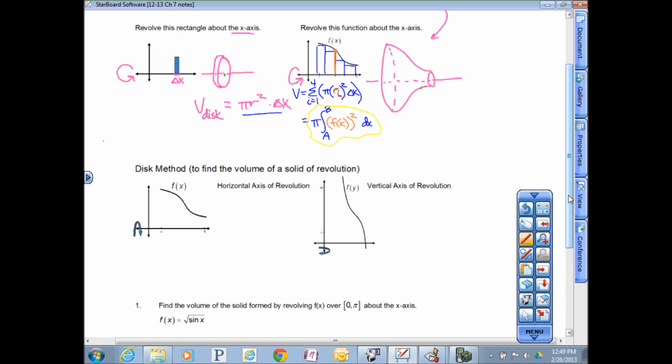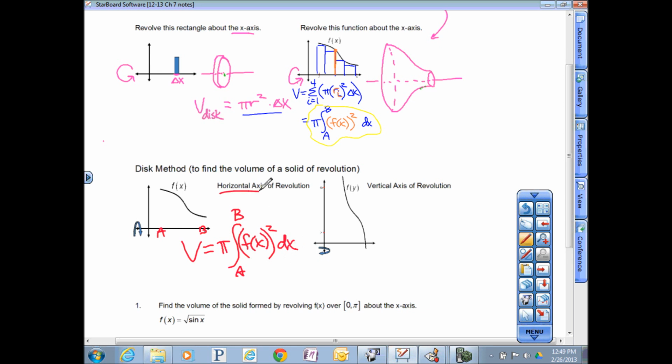So you're going to find the volume by doing pi, because I need it for the area of a circle, integral from a to b of my f of x, because that's going to be my radius, as I pointed out in orange up there, squared with respect to x. So that's if it's horizontal.